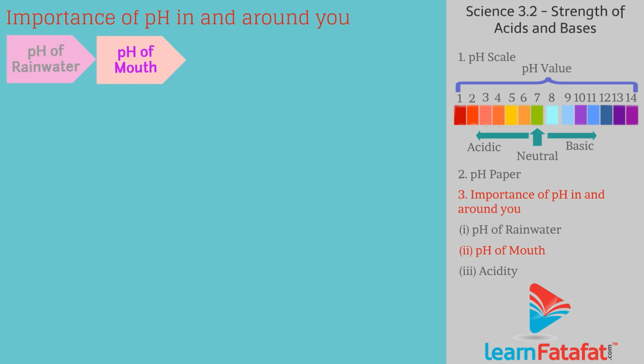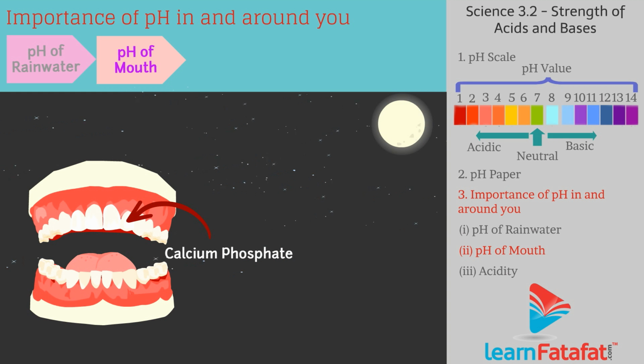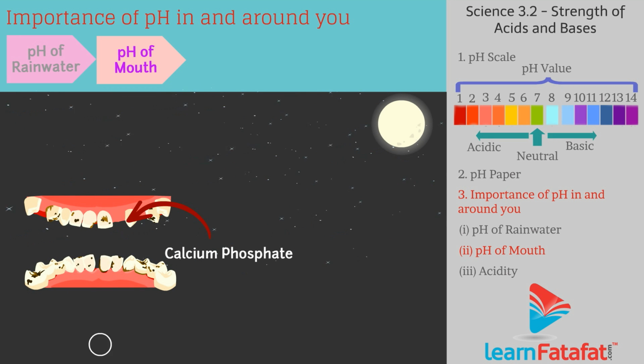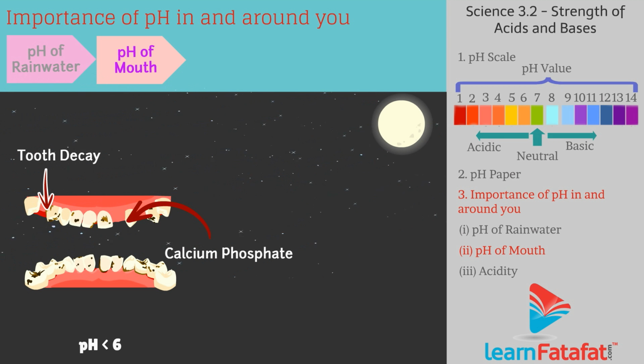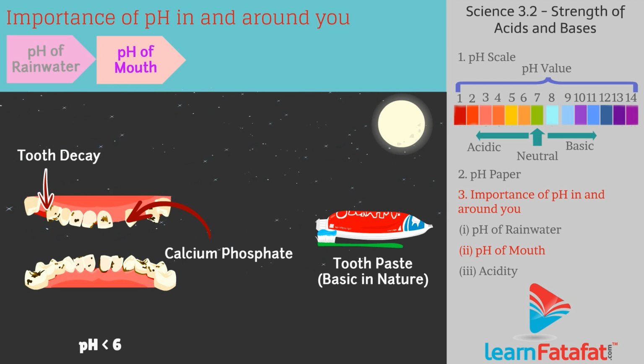pH of mouth. Tooth enamel is made up of hard substance, calcium phosphate. During night, the food particles left in the mouth are degraded by bacteria and lead to production of acid with pH less than 6 in the mouth. This acid corrodes the tooth, leading to tooth decay. The toothpaste is made up of basic solution, which neutralizes the effect of acid and prevents tooth decay.